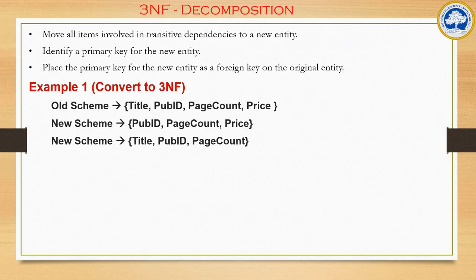So how can we avoid these things? We move all the items involved in a transitive dependency into a new entity. Now we have to identify a primary key for the new entity, the new subset, and you can make it a foreign key, making the relationship with the original table. Converting into 3NF means we decompose into publication ID, page count and price as one schema, and then title, publication ID and page count as another schema. So now there are no transitive dependencies between the attributes.